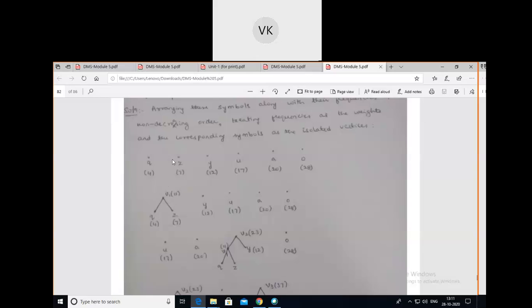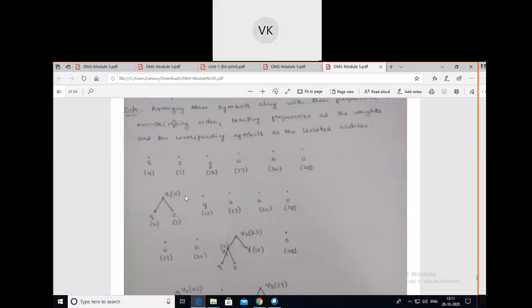For these two, this will be the replacing thing here. The remaining things we have written as it is: Y, U, A, O. All these things I have written as it is. This is the first step, this is the second step. And do the same process until you get a single binary tree. This is a tree structure, until you get a single binary tree.